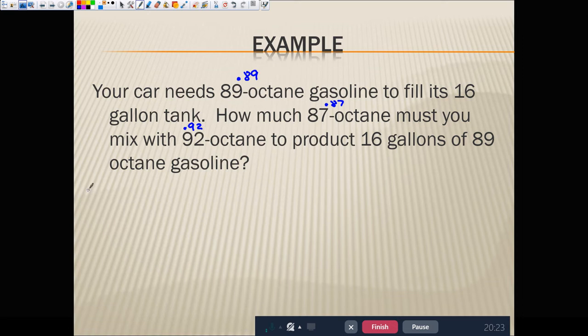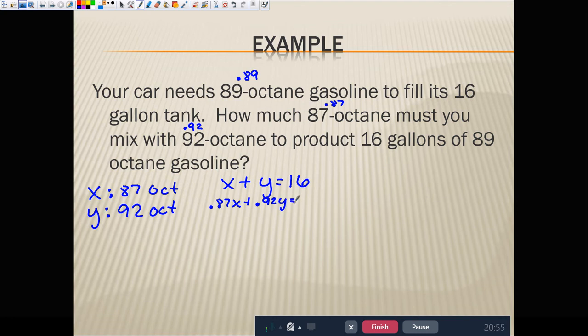So x is going to be my 87 octane, and y is going to be my 92 octane. Okay, so if I add x and y, that's going to give me my gallons. How many gallons am I looking for? 16, right? And then I need to do my other one, which is going to be the percent. So if I have 0.87x plus 0.92y, did it give me a total of the percent? No, so we need to make a total.